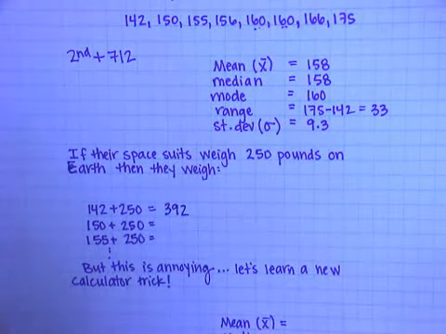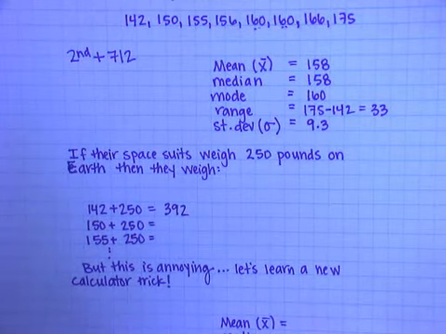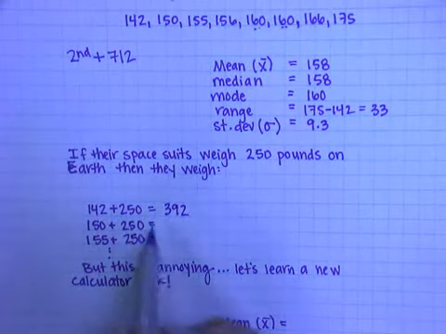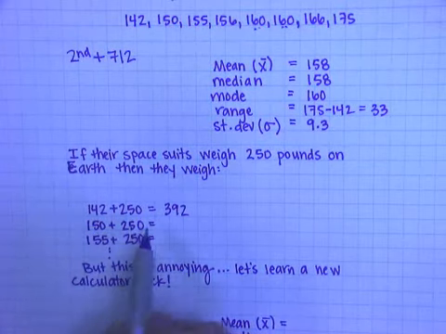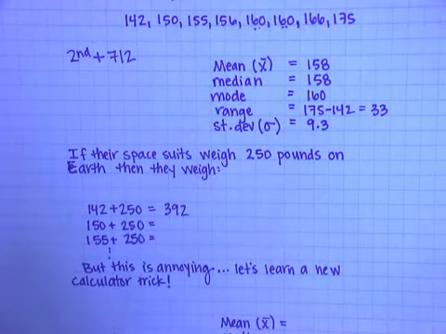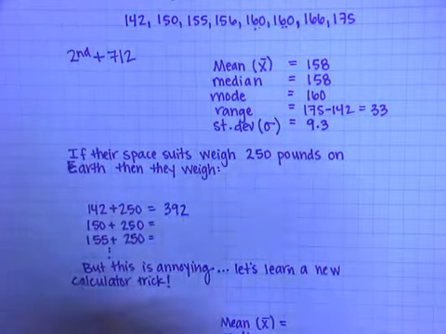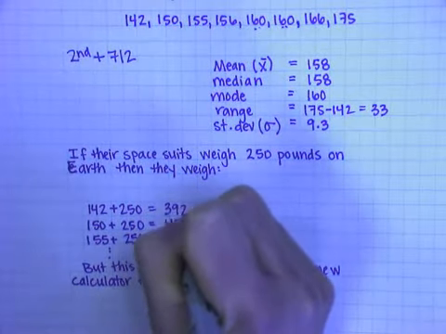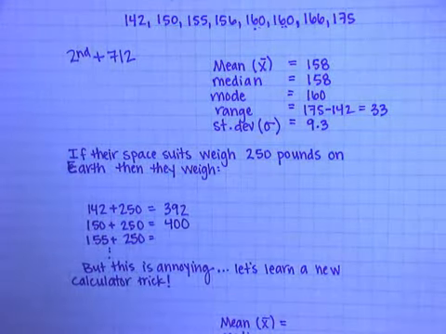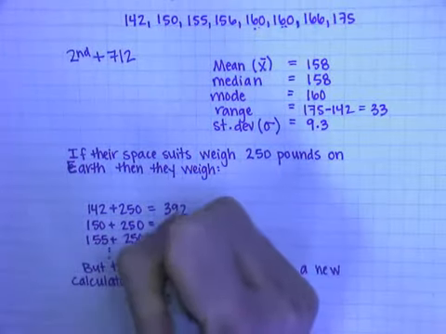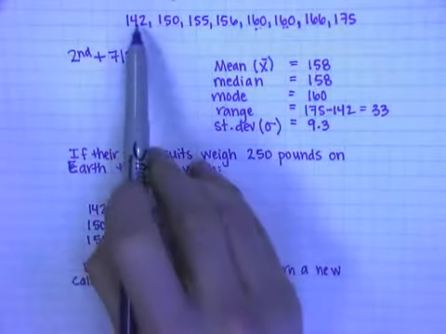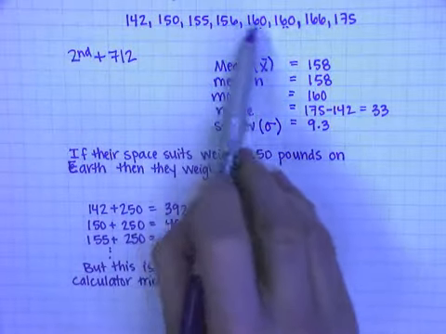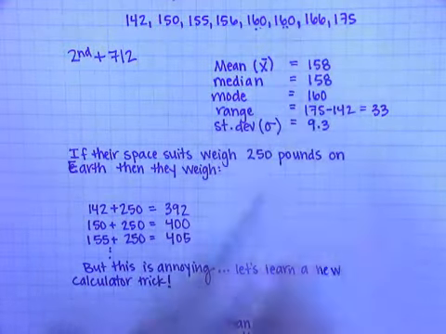I'm just going to double check that on my calculator. 142 plus 250, sure enough, is 392. And then if the second astronaut put on his spacesuit, then 150 plus 250 gives us 400. And 155 plus 250 gives us 405. And absolutely, you could go through and just by hand add 250 onto each one of these numbers.